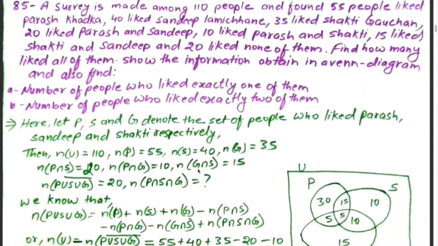Here, people who liked Gochana and Sandeep. And n((P ∪ S ∪ G) complement) equals 20. It means people who do not like any of the three. And n(P ∩ S ∩ G) equals what? This is what we have to find.